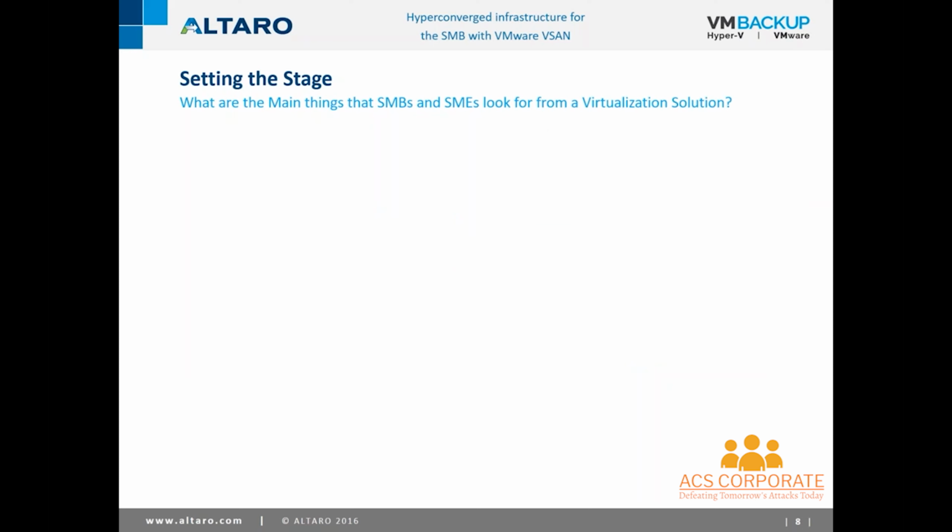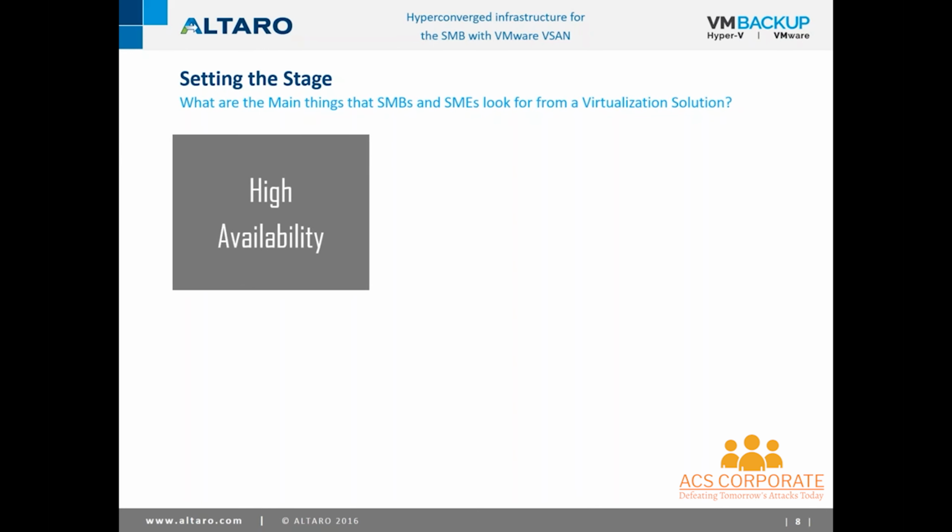So real quick, before we get into hyperconvergence and vSAN, with that in mind, what are the main things that SMBs and SMEs look for in a virtualization solution? And then what we'll get into here in a second is how hyperconvergence and vSAN address that. So when it comes to an SMB and an SME, one of the main things that they're looking for these days is high availability. I mean, even small businesses can't afford to be down anymore.